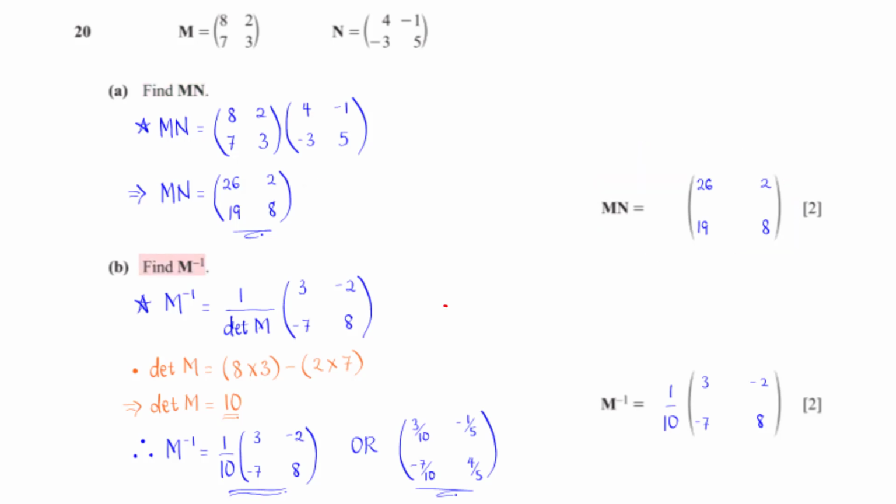Find M inverse. M inverse is equal to 1 over the determinant of M times this matrix right here, which was derived from M. To get this, we swap the numbers in the major diagonal of matrix M and negate the numbers in the minor diagonal of matrix M. The determinant of M is equal to 8 times 3 minus 2 times 7. And so this gives us 10. So now we have M inverse equals 1 over 10 times the matrix (3 -2; -7 8).